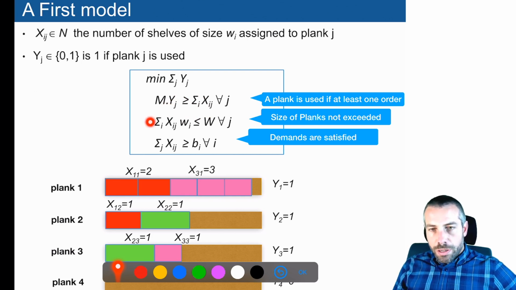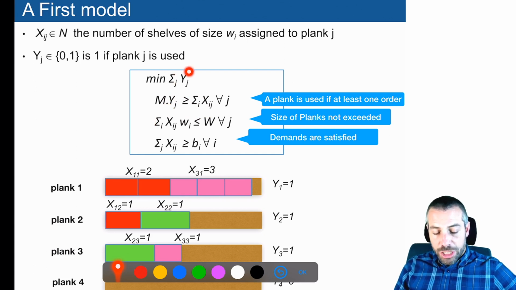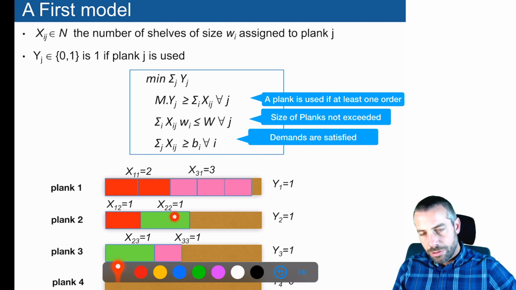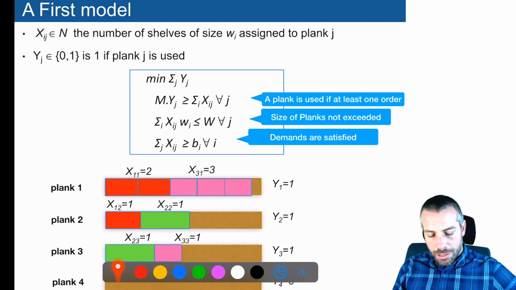Then, of course, because you want to minimize the total number of planks, you need to make sure that you do not exceed the capacity of the plank, which is limited to capital W, the length of the plank. So capital W is the length of the brown planks. The total length of orders that you assign to this plank j should be less than W, and this should be true for all the planks.